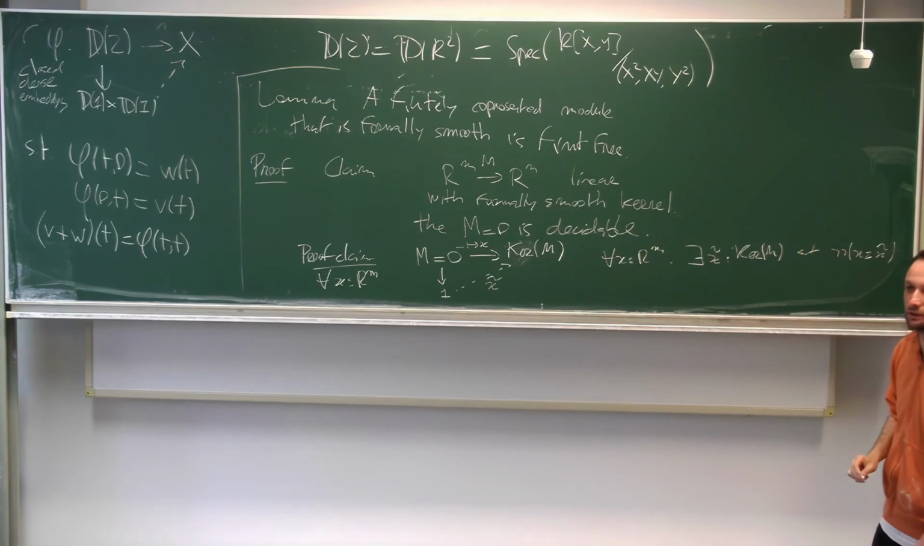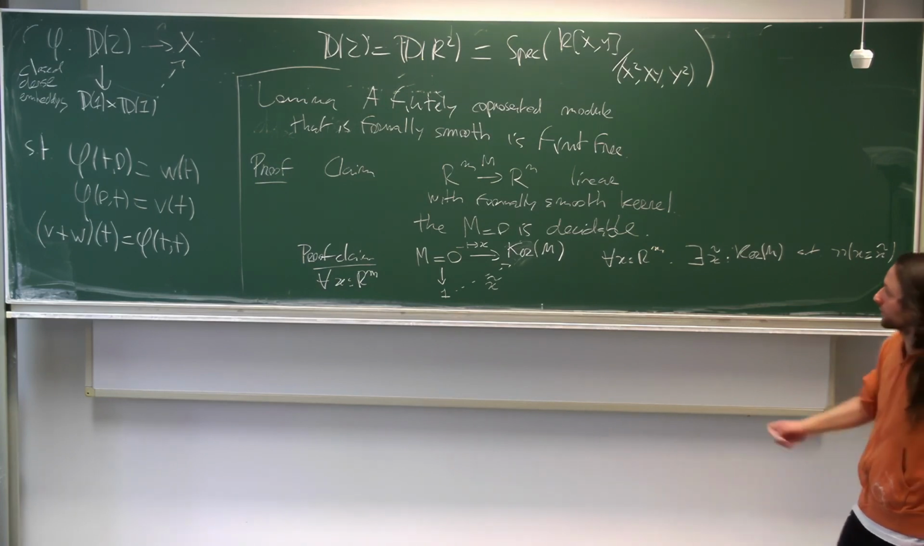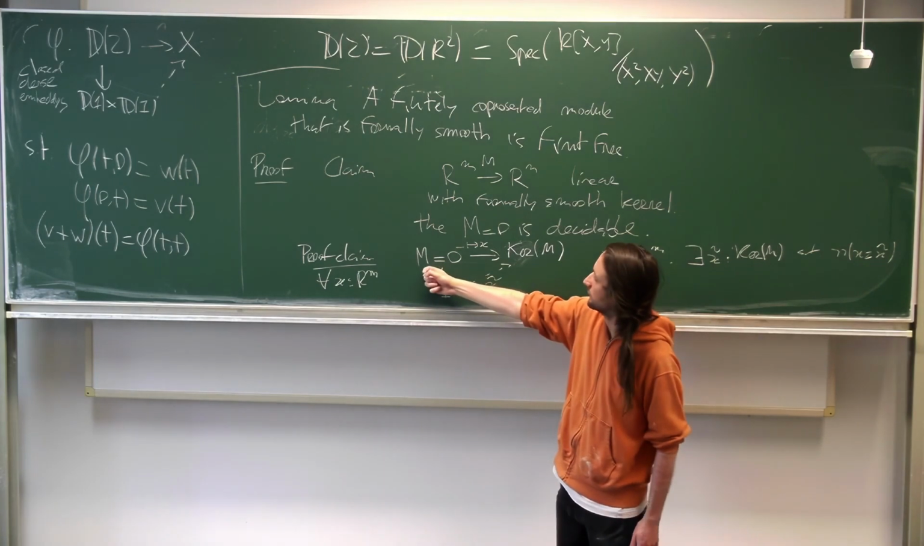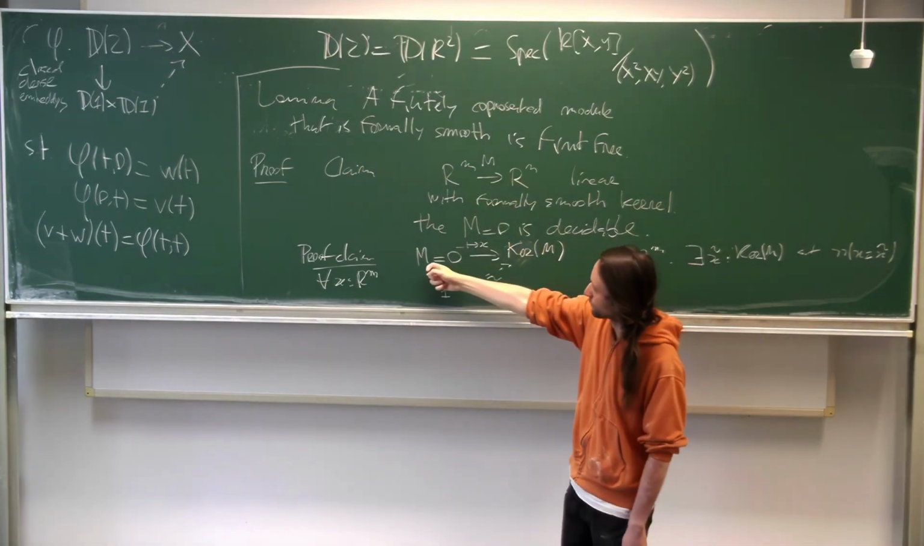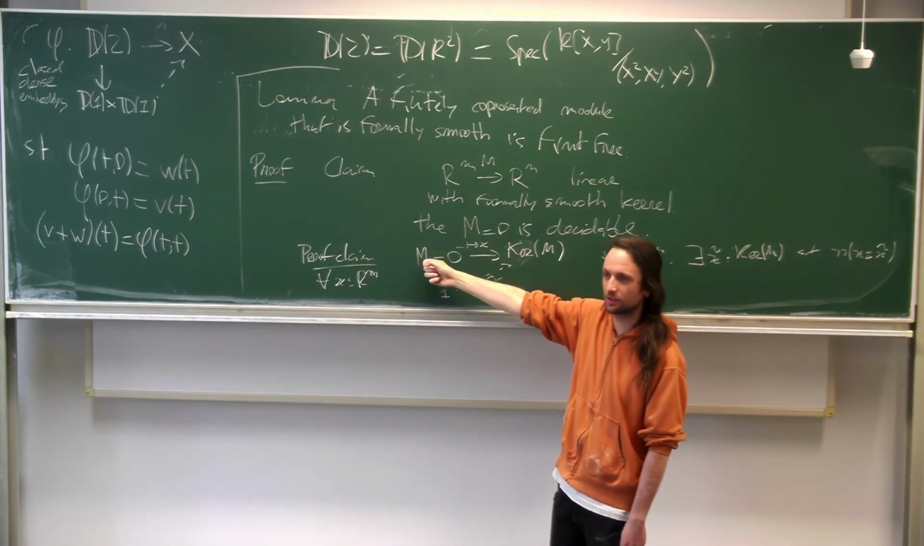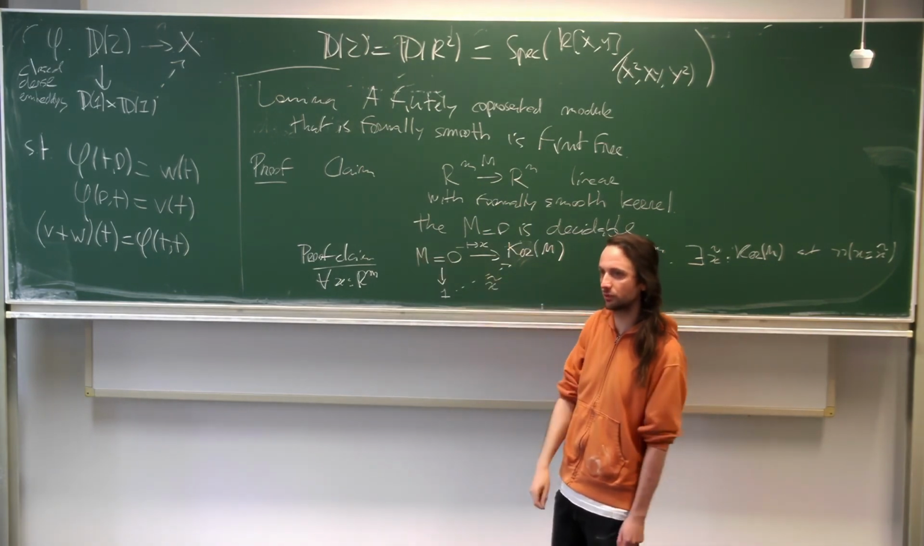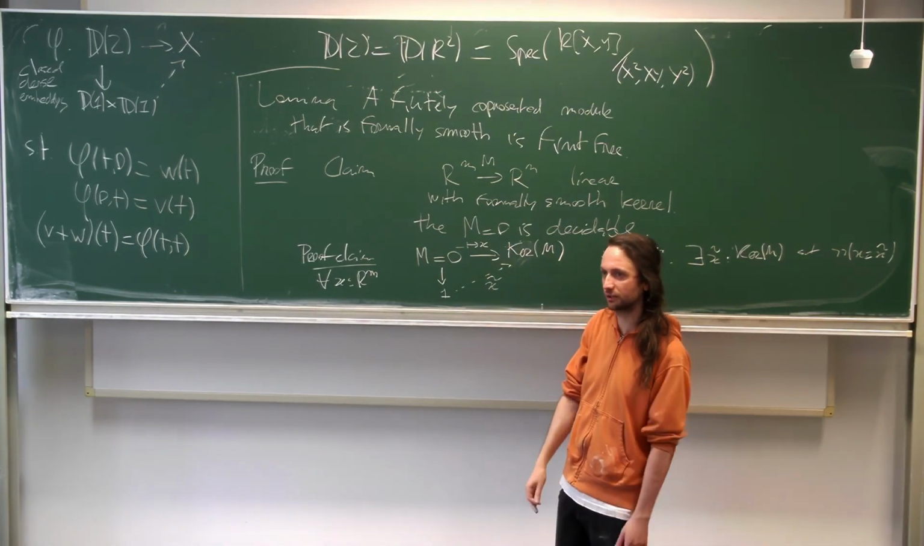Sorry? What is the kernel actually? Is it not M equals 0? M equals 0 is just a proposition. The kernel of M is a subset of Rm. So M equals 0 means the morphism M is equal to 0. You see this by seeing M as a matrix, and then you ask for all the coefficients to be 0. Does this clarify?